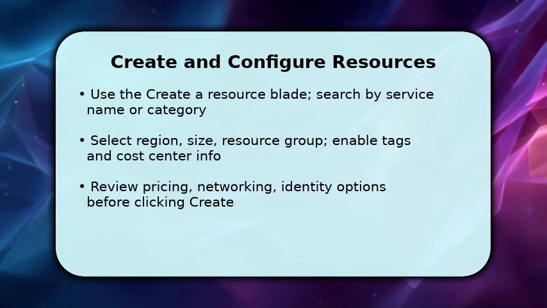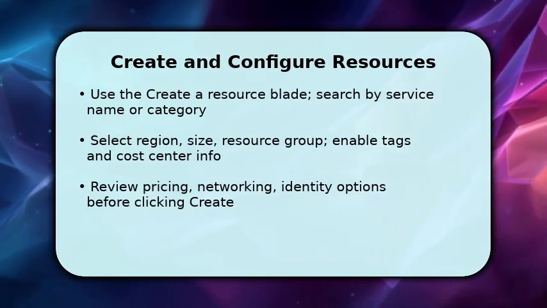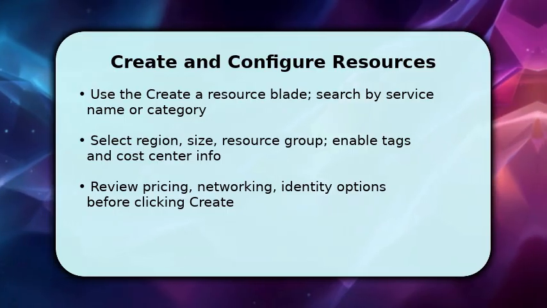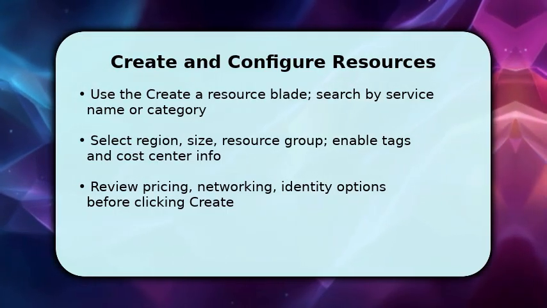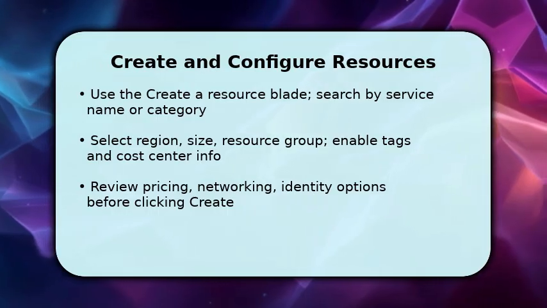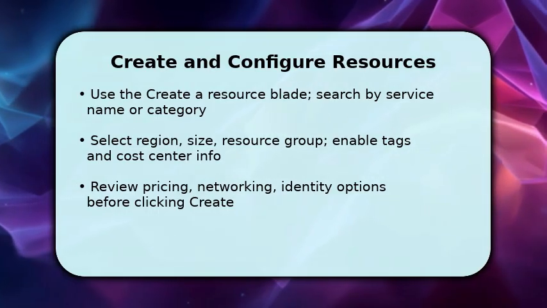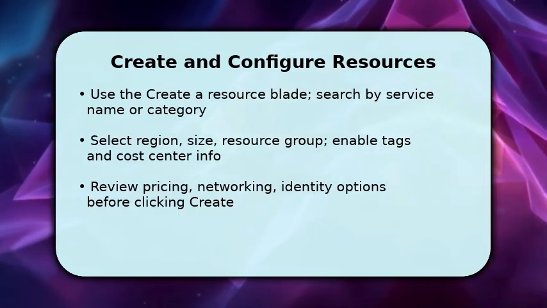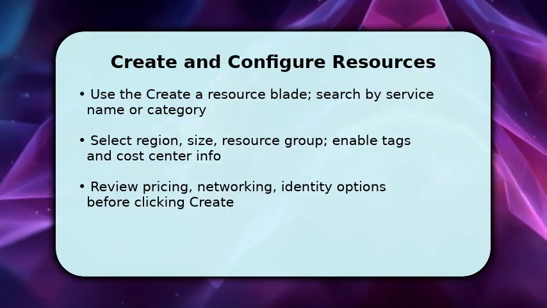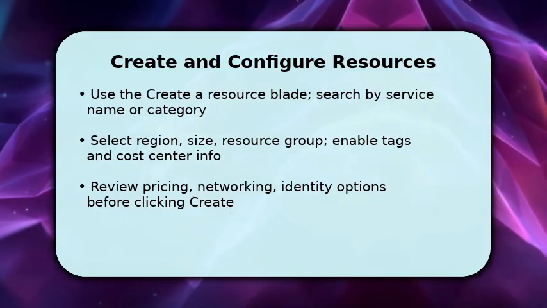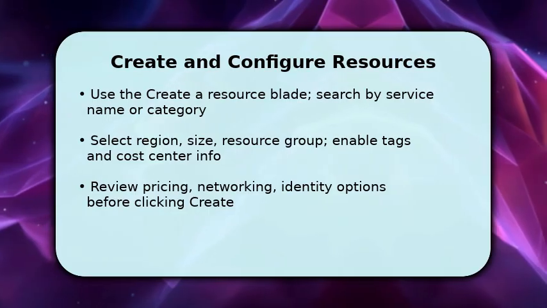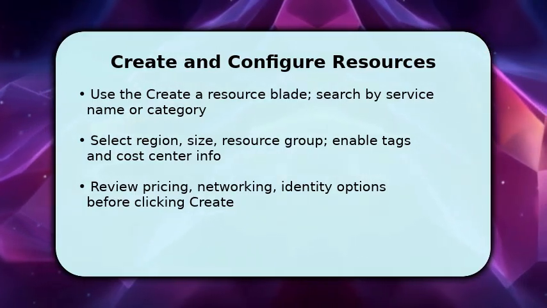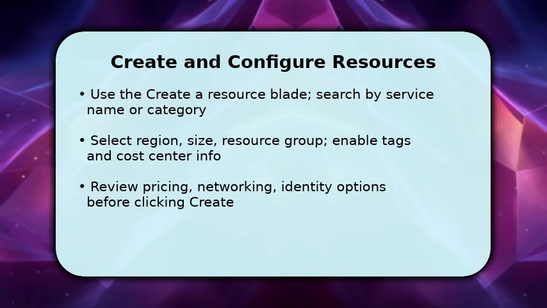You now build the core. Click Create a Resource and search for the service you need, for example, virtual machine or app service. When configuring, choose the correct region and machine size, create or select a resource group, and add tags for cost tracking. Make intentional networking choices: VNet, Subnet, NSG rules, and attach managed identities if the service will access other resources. Once you review pricing and identity options, click Create and monitor the deployment notifications until all steps report success.